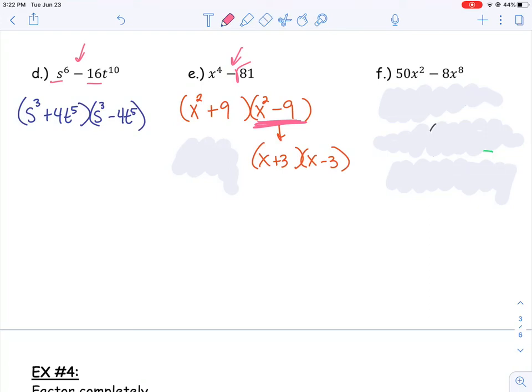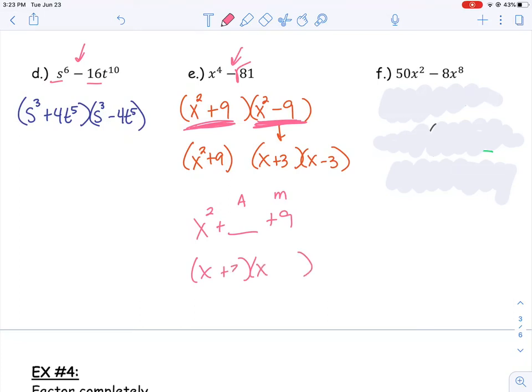Now be careful. Look at this first binomial. Is that a difference of squares? Now the x squared can be broken down and the 9 can be broken down, but because there's a plus sign in between, that is not a difference of squares, and you can't break that down even more. Think about that. If I have an x squared plus 0x plus 9, tell me if there are any numbers that can multiply to a positive 9 that add to nothing.